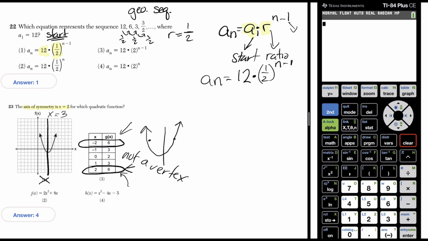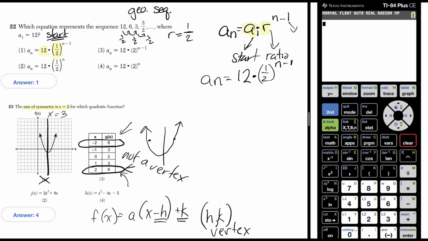Well, if it was written in a form that looked like y is equal to, or f of x is equal to, let's pretend that, f of x is equal to a times x minus some number plus some number, then I can take these two and this will be my vertex. It would just be (h, k). That would be my vertex. But these are not written in vertex form. They're written in standard form.